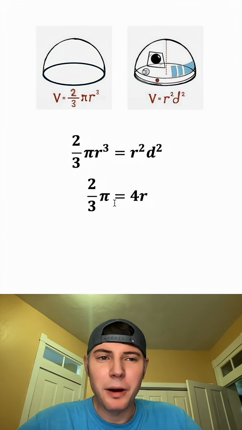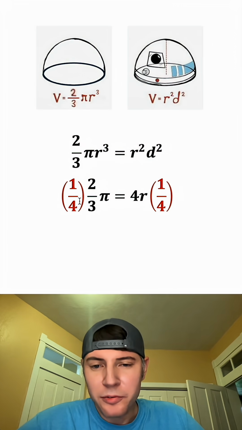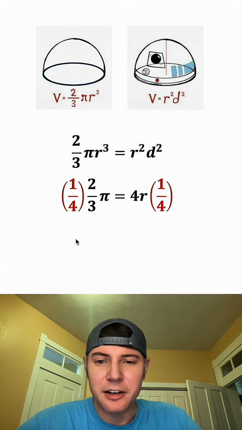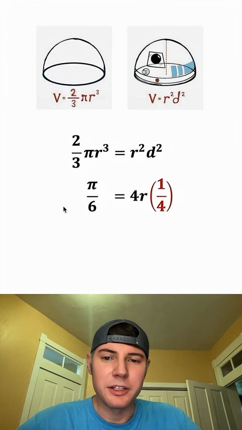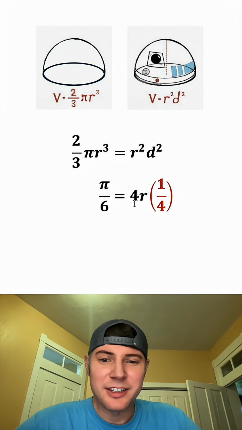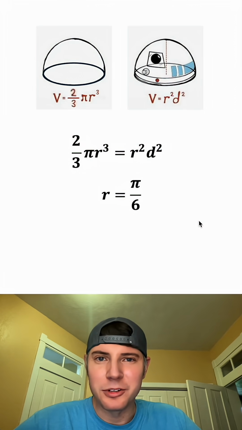Now we have 2/3 pi is equal to 4r. For the next step, let's multiply both sides by 1/4. 1/4 times 2/3, we multiply the denominator, and 4 times 3 is equal to 12. And then 2/12 can simplify to 1/6. And then this pi can multiply by the 1 to give us pi over 6. And then on the right-hand side, this 4 times 1/4 will cancel each other out. So we have r is equal to pi over 6.